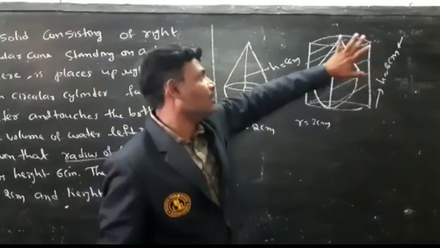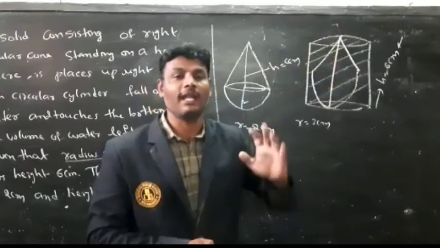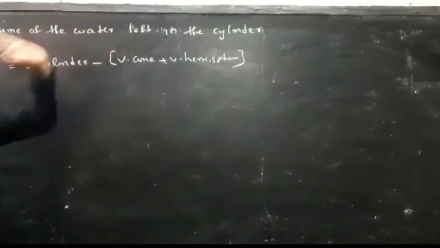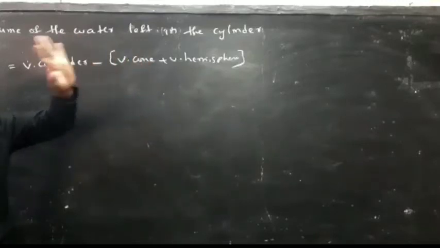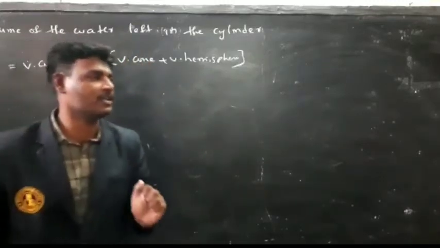To find this, you have to find the volume of the cylinder, and also the volume of the cone and the volume of the hemisphere. Here, the volume of the water left in the cylinder is equal to the volume of the cylinder minus the volume of the cone plus the volume of the hemisphere. Why? Because that solid is a combination of two figures.